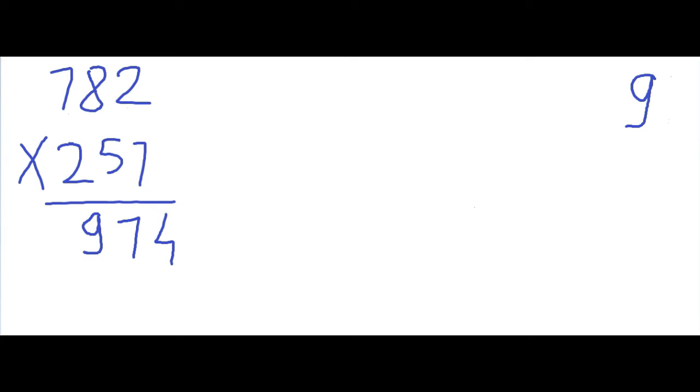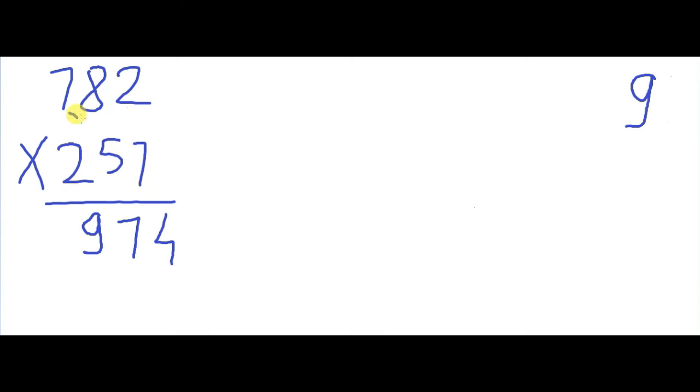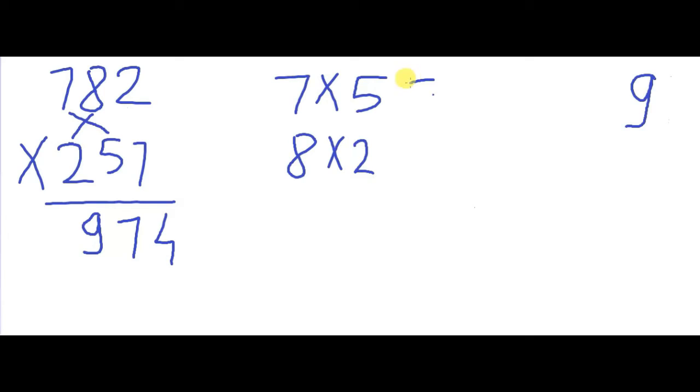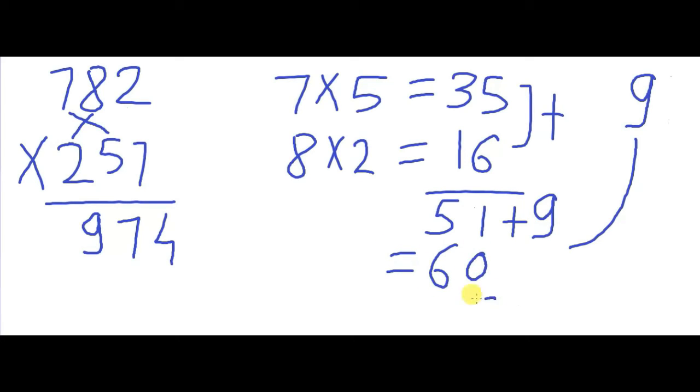So move to the next step. In the next step, consider the first two digits of both numbers and take cross multiplication. That is, multiply the 7 to the 5 and 8 to 2. So 7 into 5 is 35 and 8 into 2 is 16. Take addition between these two numbers, we get 51. Then add the carry from the previous step to this number. We get 60. So write down this 0 in the answer and take this 6 as a carry for the next step.